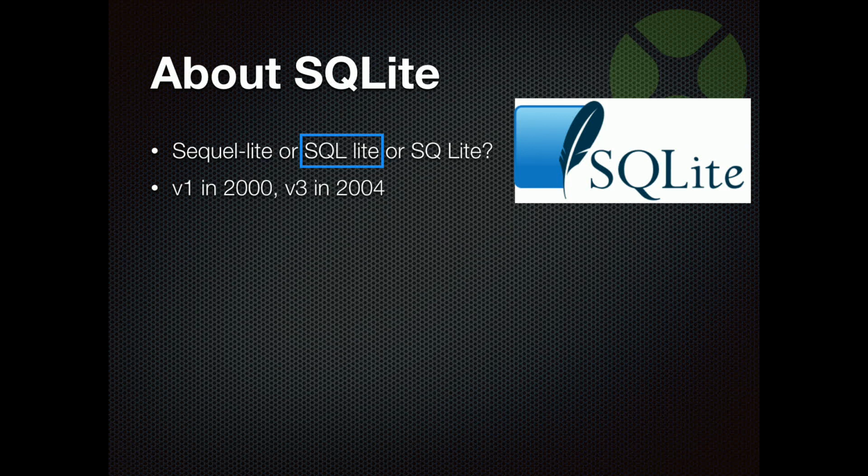So SQLite first appeared in 2000 as version 1. And there was a version 2, but we don't really care about that. What we really care about is version 3, which appeared in 2004. That's the version that is still in use today, and that's kind of the one they've committed to at this point. Everything that's updated from that is just dot releases on version 3.